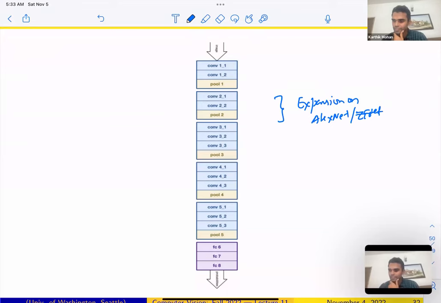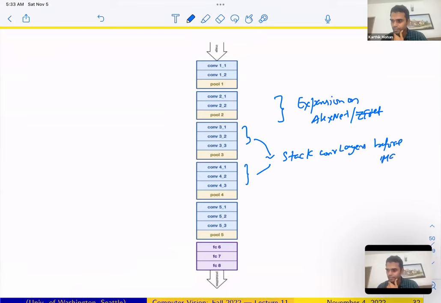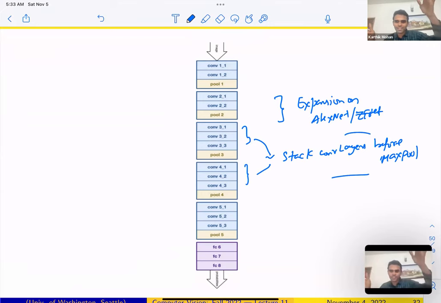And where is the expansion happening? You can see the expansion is happening here or here. You stack conv layers before max pool. So instead of having one conv layer and then a max pool and then a conv layer and a max pool, you add 3 conv layers. That's essentially what VGGNet has done. And then you have 3 fully connected layers at the end, so this is the same. The difference is you have 5 blocks where each block has 3 convolution layers before doing a pool. You kind of take AlexNet and expand it out by adding more conv layers in between. That's essentially what the structure looks like for VGGNet.